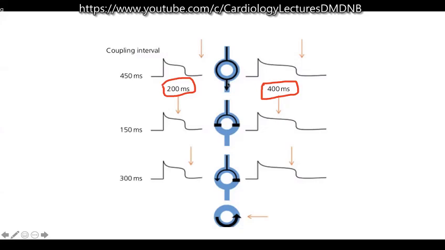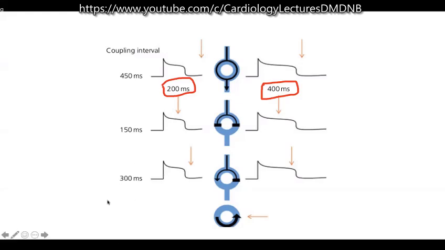pathways simultaneously. What will happen if I deliver 150? The 150 is far lesser than the effective refractory period of each individual pathway, so it gets blocked. But that is not useful to us, because in an electrophysiology laboratory, you need to induce ventricular tachycardia for you to map, ablate, and more importantly, to decipher the mechanism.